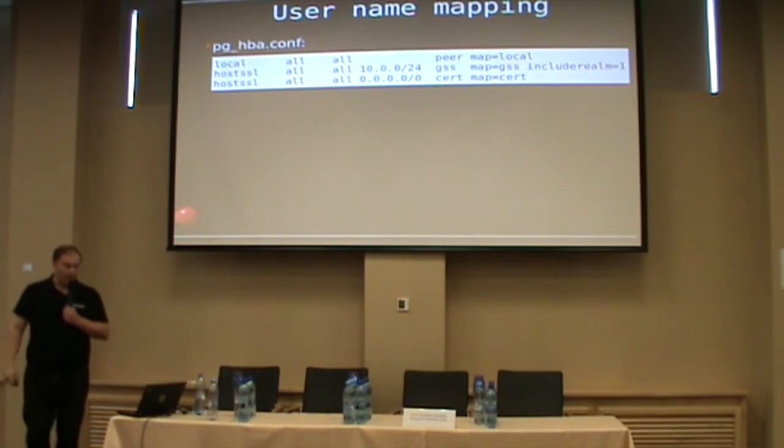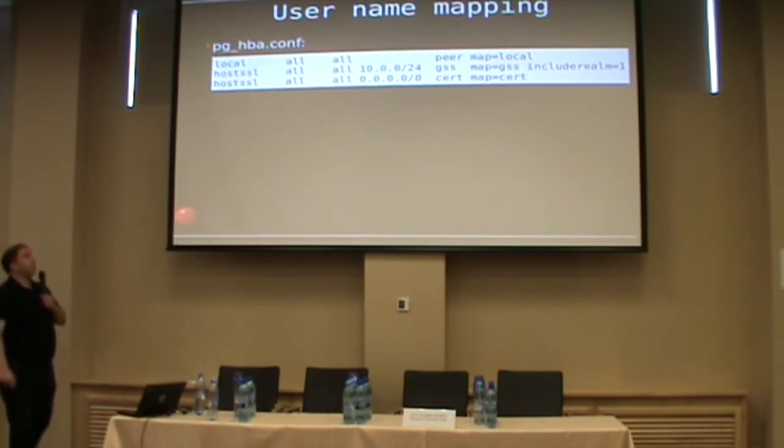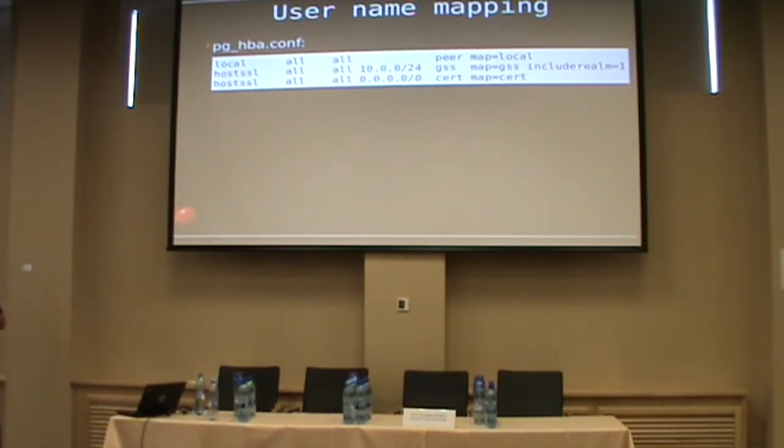So to do username mapping, we add a parameter. This is another example out of our HBA file, where you see we've got peer for locals, we've got GSS, and we've got certificate. And then we add another parameter here that says map. In this case, we say, for peer connections, use map equals local. For GSS, we use map equals GSS, include realm equals 1, because I just said you should always say include realm, right? And then we say cert map equals cert.